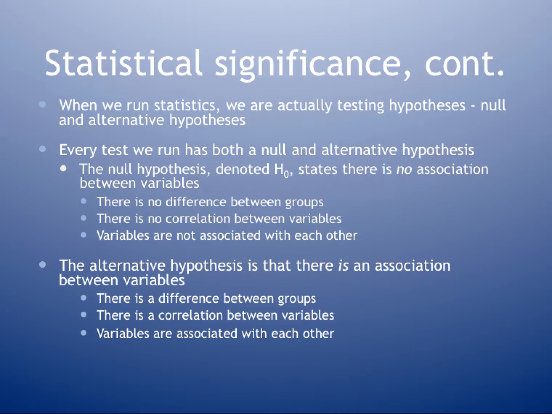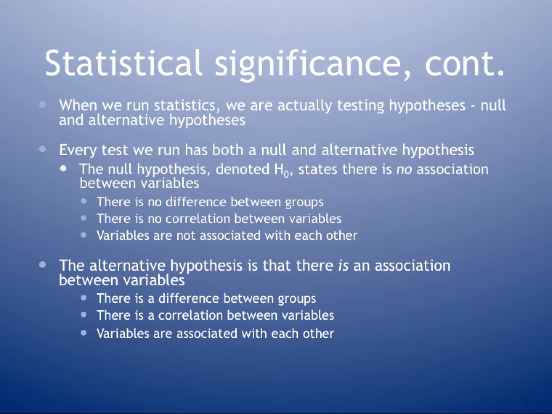So when we run statistics, we are actually testing hypotheses. We have two hypotheses we are testing when we're doing hypothesis testing, the null and the alternative hypothesis. Every test we run has both of these. Our null hypothesis, which is denoted as capital H sub 0 for the most part, states that there is no association between two variables, or there is no difference, no correlation. Whatever it is, there is no association or relationship that you are probing.